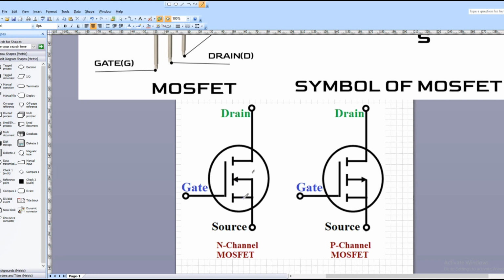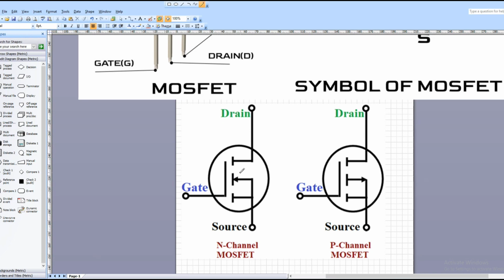What is the difference between the P and N channel MOSFET? In an N channel MOSFET, current flows from drain to source, and in a P channel MOSFET, current flows from source to drain, which is the opposite of the N channel MOSFET. So the N channel MOSFET is normally used as a switch.